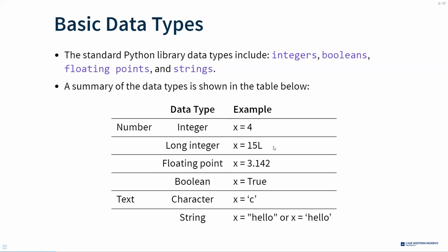Similar to R, there's a couple basic data types for your variables. These can include integers, booleans, floating points, and strings. You can see an example for the different ones in this table down below. An integer is just your standard non-decimal number, whereas a floating point is a number that can be a decimal. Boolean is representative of a true or false value. And then we have a character, which is just a single letter, and a string, which you can think of as multiple letters concatenated together. So this could be a word, a sentence, or something larger.